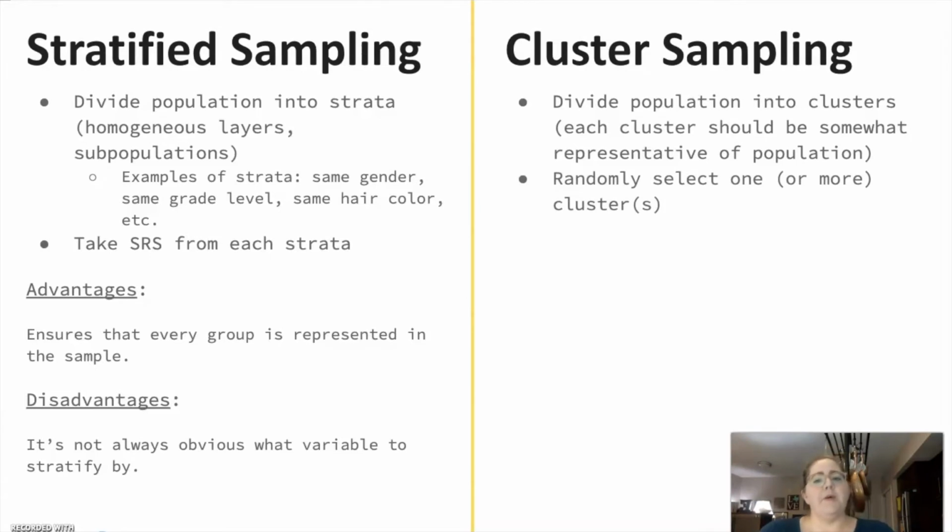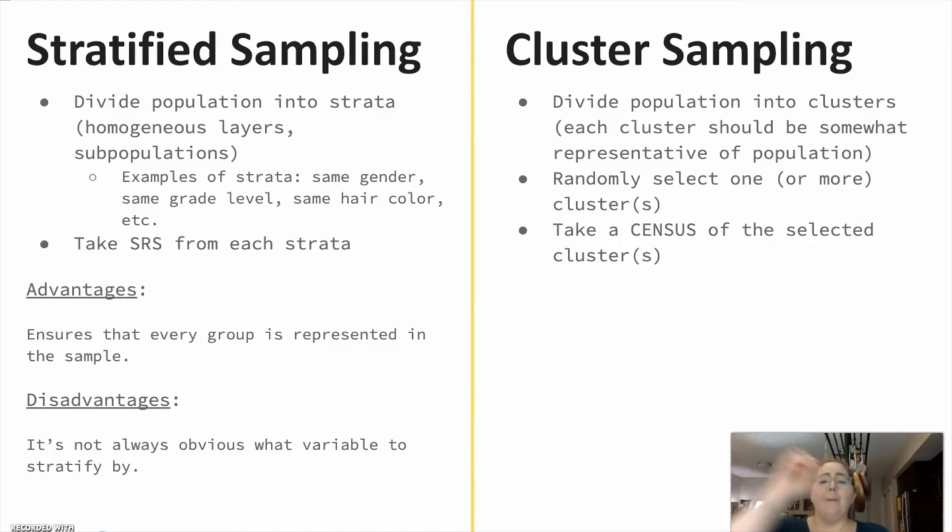And then what we would do is randomly select one, or maybe 2 or 3 or 4 of the clusters and use the entire cluster or clusters that we picked as our sample. So with stratified, we're taking a sample from each strata because we want to make sure that each strata is represented. With cluster, we're picking an entire cluster, or maybe 2 or 3 clusters, as our sample and ignoring the rest completely. We're not ignoring, but we're just not picking them.